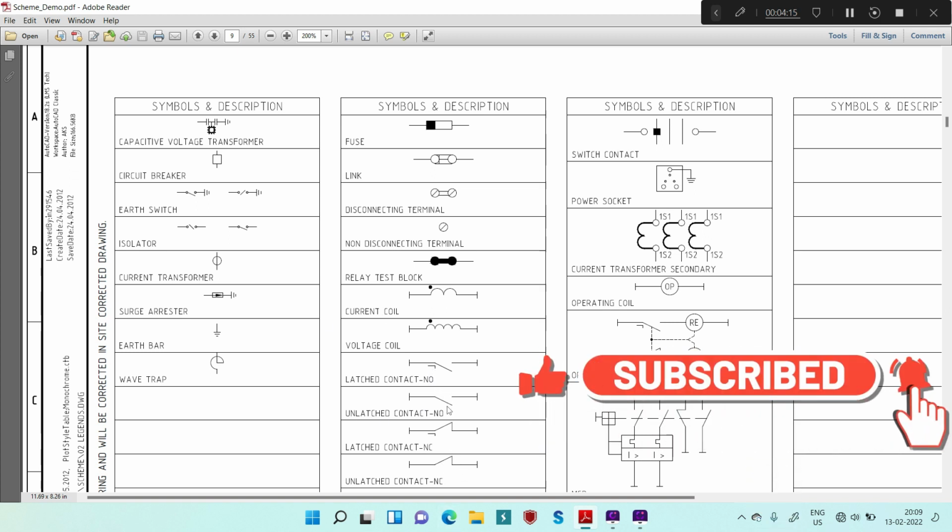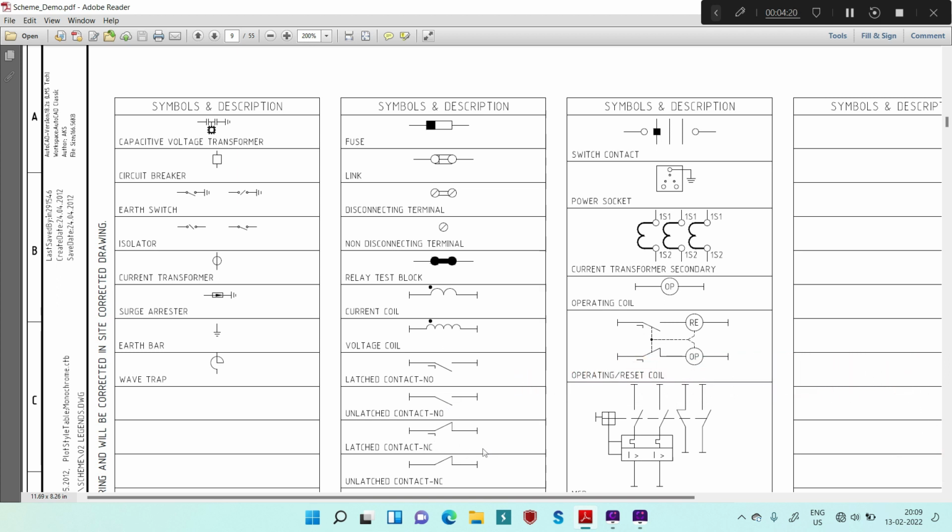There are 2 types of NO contacts and 2 types of NC contacts, and NO means normally open and NC means normally closed. The type of NO contact in which there is one line below the contact is called a latched NO contact, and this is a latched NC contact. Similarly, with no lines, it is unlatched, and this is also an unlatched NC contact. We will see the importance and relevance of latched NO and latched NC contacts in the scheme drawing, which we will study after this basic session.